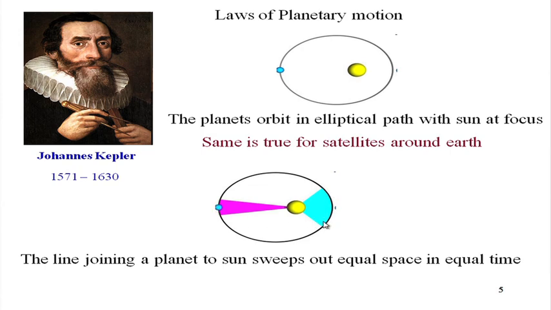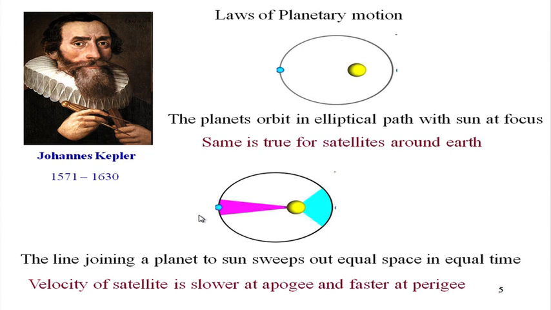Therefore, relatively the time taken here is slower compared to the time taken here, which is faster. And if it is an ellipse, there is a perigee and apogee, the way we define. So, at perigee the velocity will be larger, faster compared to at apogee. So, this is a very important law. We will try to utilize this. So, velocity of the satellite is slower at apogee and faster at perigee. This is the second law.